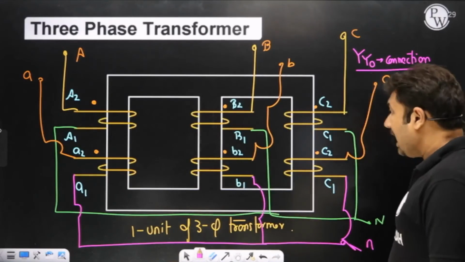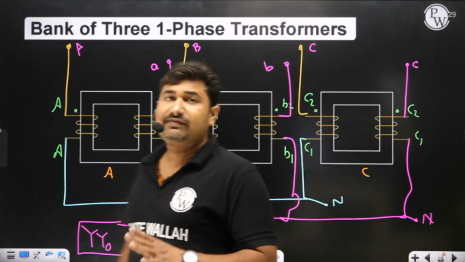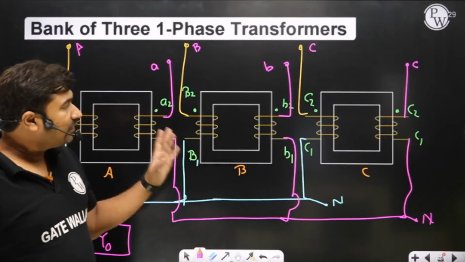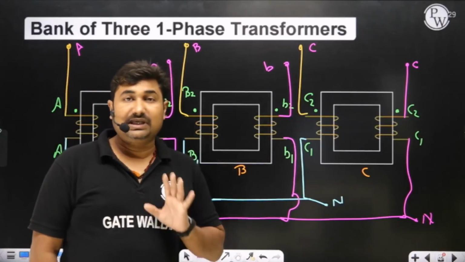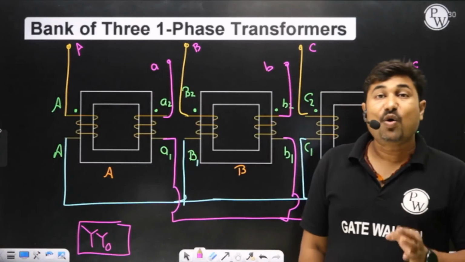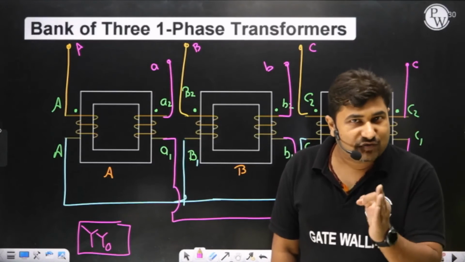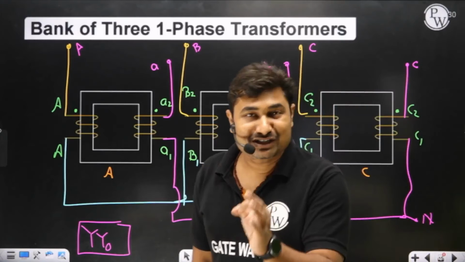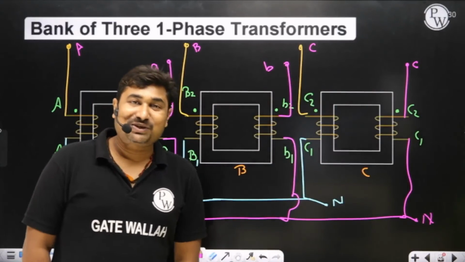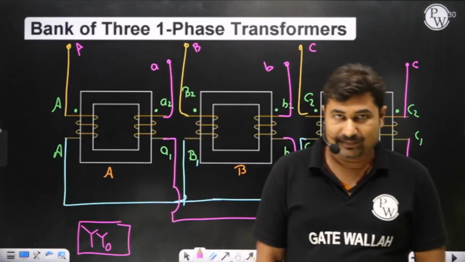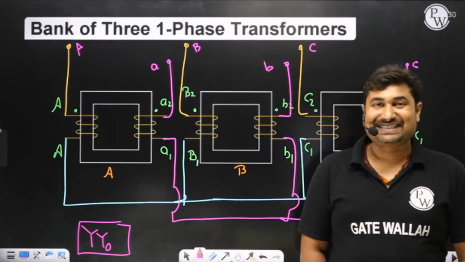Yes, sir. However, when we talk about a bank of 3 single phase transformers, there is one great advantage. In case one of the transformers gets damaged, we can connect the remaining 2 transformers in an open delta configuration to feed a reduced capacity 3-phase load. So it means just with 2 transformers we are capable of delivering 3-phase supply. Is it okay? Yes, sir.